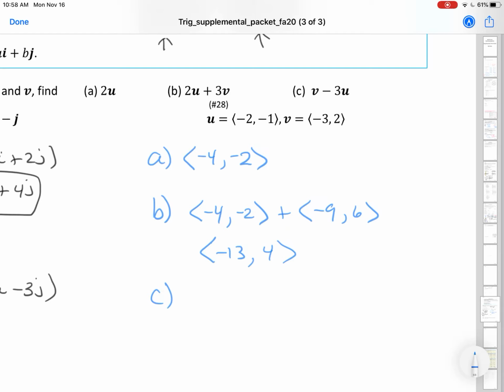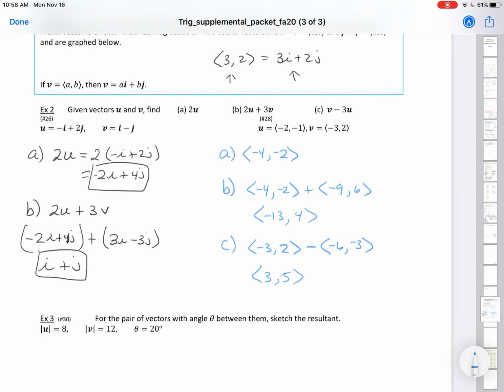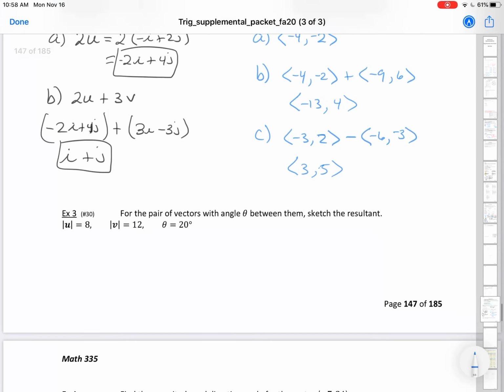C. V minus 3u. So v, negative 3, comma 2, minus u, 3u. So that would be negative 6, comma, negative 3. So just taking a moment to make sure I tripled u okay, and I got the minus sign in between. So negative 3 minus a negative 6 is positive 3. 2 minus a negative 3 is positive 5. And we're finished. That went nicely. And so that's what it all really comes down to.